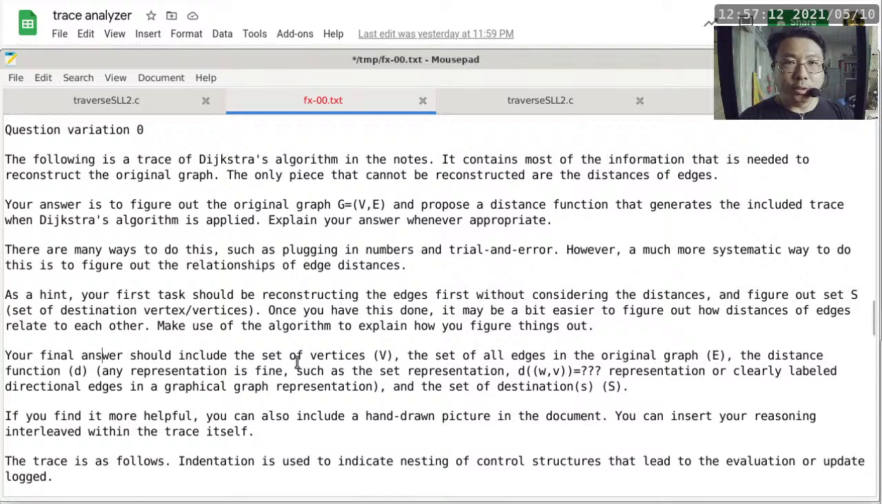Your final answer should include a set of vertices V, the set of all the edges in the original graph E, the distance function D, and any representation is fine, such as the set representation, or you can draw a graph and label the edges with a number. That is perfectly okay as well. Then you have to figure out a way to take a picture and slap it into the Google document. If you find it more useful, you can also include a hand-drawn picture. You can insert your reasoning interleaved within the trace itself.